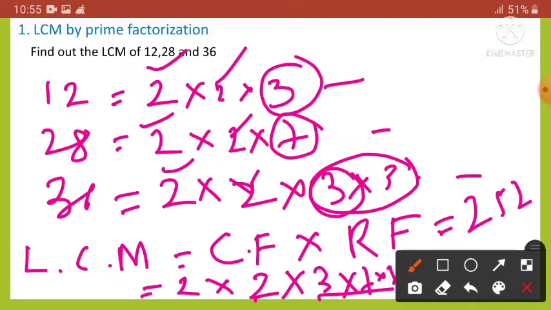So at first we have to find the prime factors of each number, then take the common factors and multiply them with the remaining factors, and the result will be the LCM of those numbers. This is the prime factorization method to find the LCM.